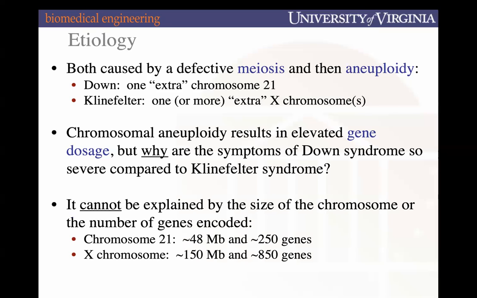And it cannot be explained. One thought might be that it might be explained by the different size of the chromosomes. And it cannot, because chromosome 21, the chromosome that undergoes aneuploidy during Down syndrome, does not have a more severe presentation because of chromosome 21 being bigger. It's actually smaller, about 48 megabase pairs and approximately 250 genes, whereas the X chromosome is much larger. And so the size does not explain the clinical difference between these two syndromes.